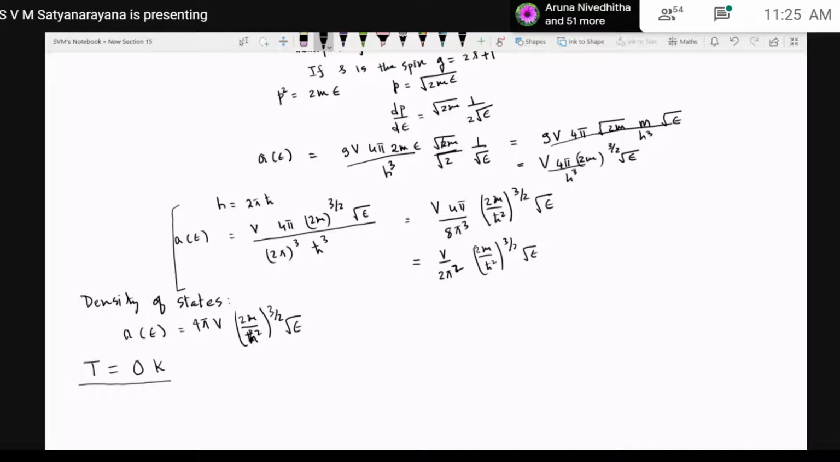So you can say that your average number of particles, your N, can be written as the integral from 0 to epsilon_F of A(epsilon) d epsilon. That is, you integrate this density of states from 0 to epsilon_F, and you will get the total N. This is for 0 Kelvin. Now this will be slightly changed if you are taking high temperature.